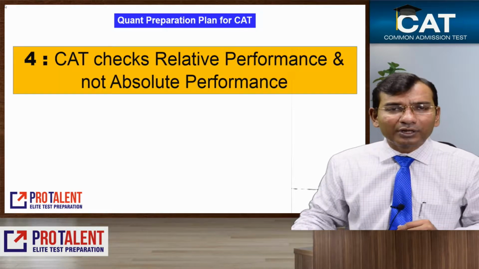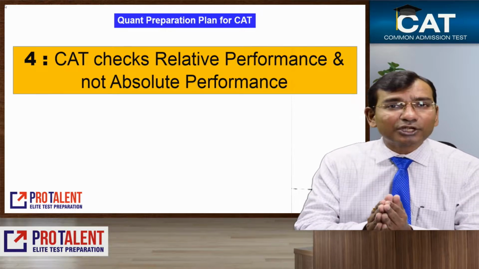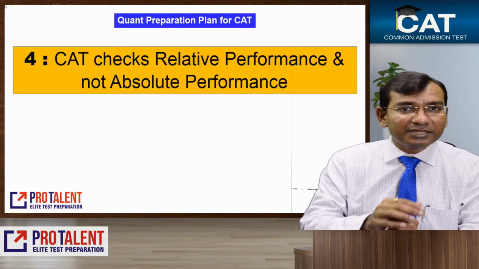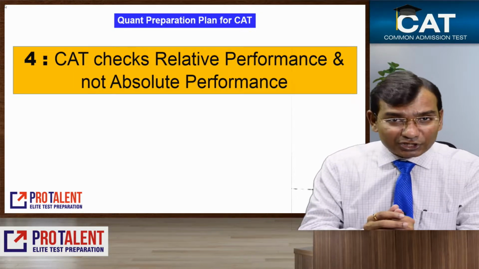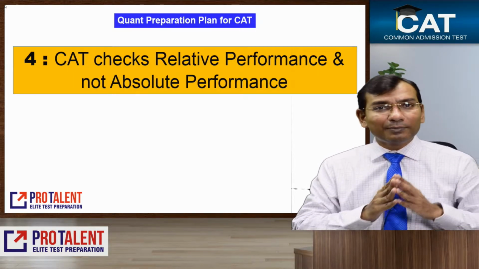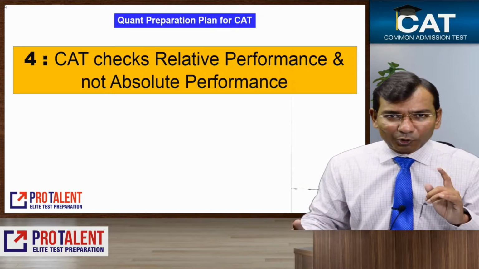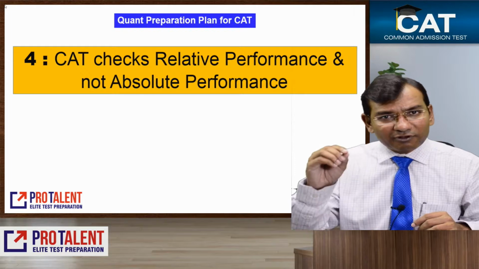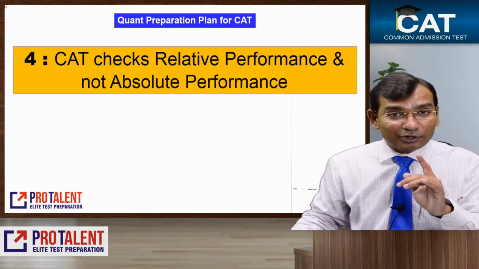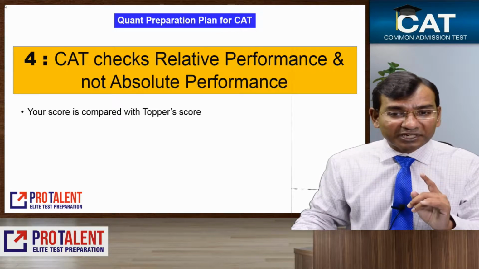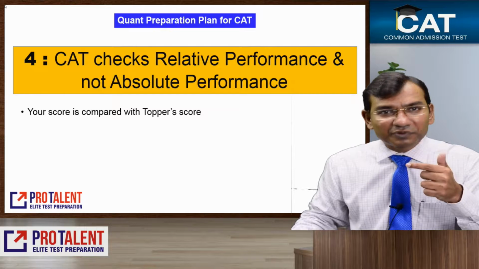Coming to number 4, CAT actually checks your relative performance and it is not checking your absolute performance. That means if you are worried about your overall score in a particular section, there is definitely a problem. Try to see how you are performing compared to others. This is very important. So sometimes when you have a fluctuation in your score, try to see how others have performed. In your actual CAT as well, if the paper is very tough, it is good because your score is going to be compared with the topper score.